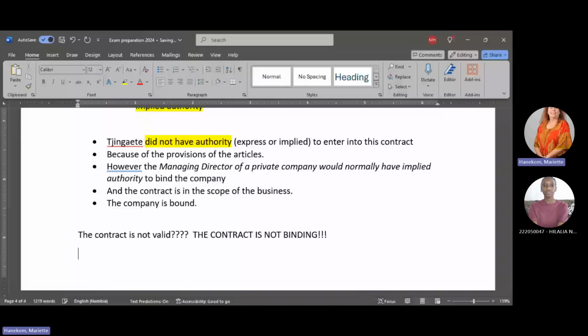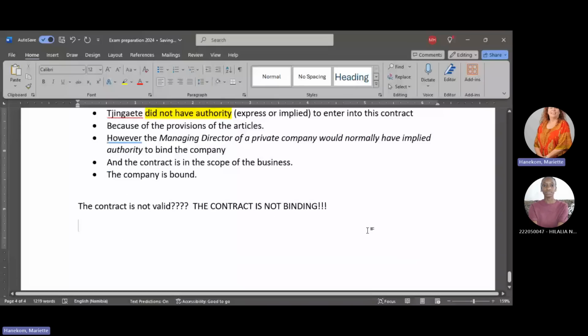And then I had lots of people telling me that the company is bound because the seller of the packaging material did not know that he didn't have authority. That's got nothing to do with it. If he did know, the contract would not be binding because he would not be acting in good faith. But his lack of knowledge isn't what makes the contract binding. If this was a racehorse that he bought, the company would still not be bound, even if the third party did not know about this.